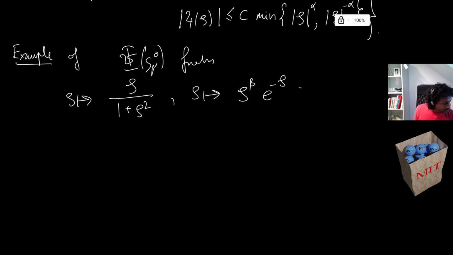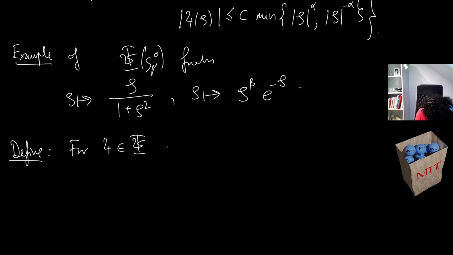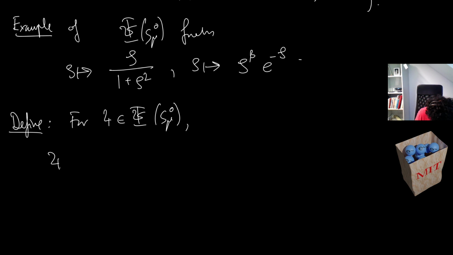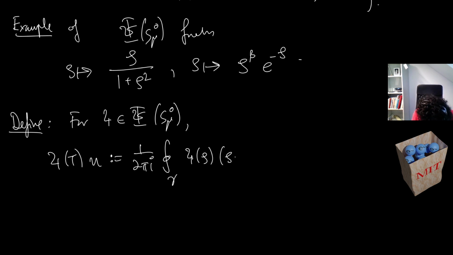Now let me give you a description of how to define a function. Right, so for psi in capital psi of S mu naught, define psi of T of u as being equal to 1 over 2 pi i times the integral over gamma. So now I have to talk about what this contour gamma is, right? This is now an unbounded contour, psi of zeta, zeta minus T inverse of u, d zeta.